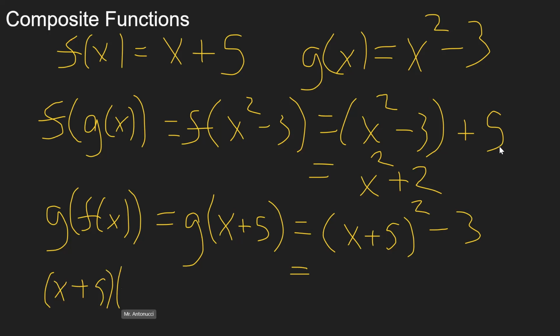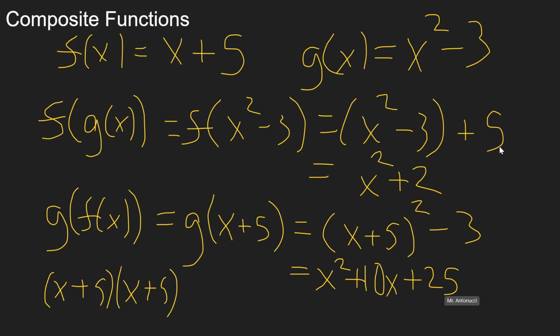I like to do that on the side or in my head. You do the firsts, you would have x squared. The outers would be 5x, the inners would be 5x, so you get 10x. And the lasts would be 5 times 5, which is 25. And then don't forget the minus 3 on there at the end. So this would simplify to x squared plus 10x plus 22, which is a lot different than the other way that we composed it.